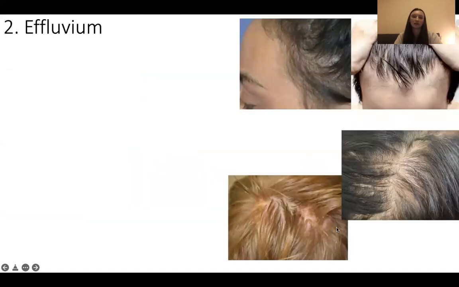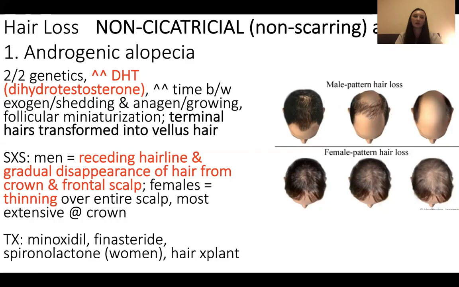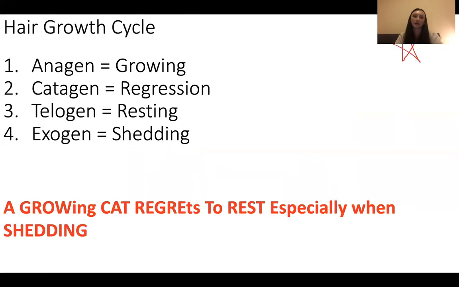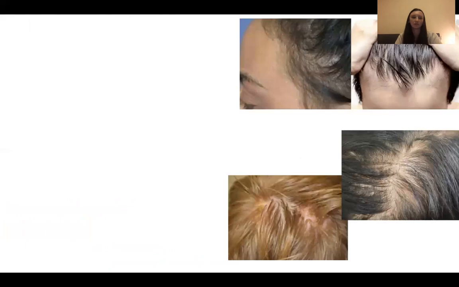So here's some examples of effluvium. So let's look back at this. Knowing these cycles is important. So sometimes, are we regressing? Are we in the catagen phase? Are we in the telogen phase or exogen phase? Maybe a patient is just in the exogen phase and they're shedding their hair, but they're not actually losing hair, for example.